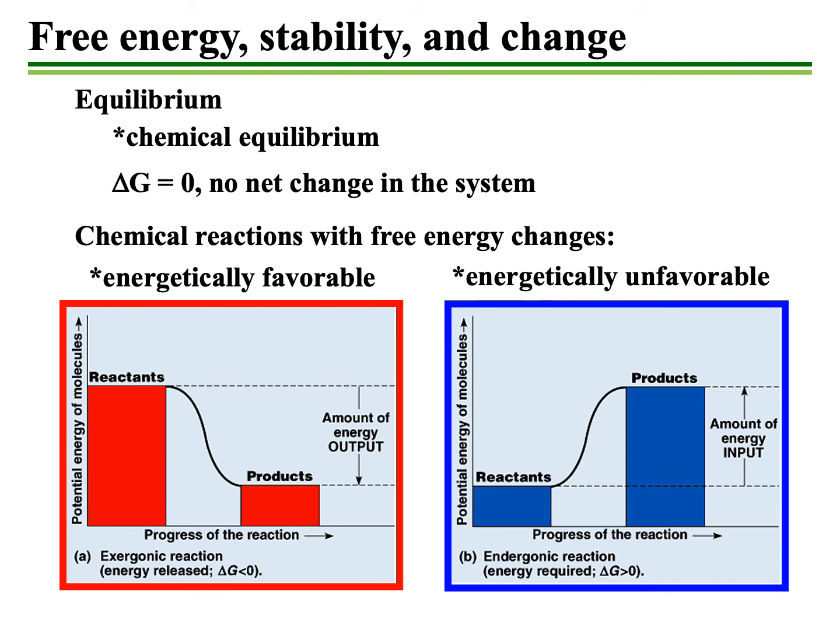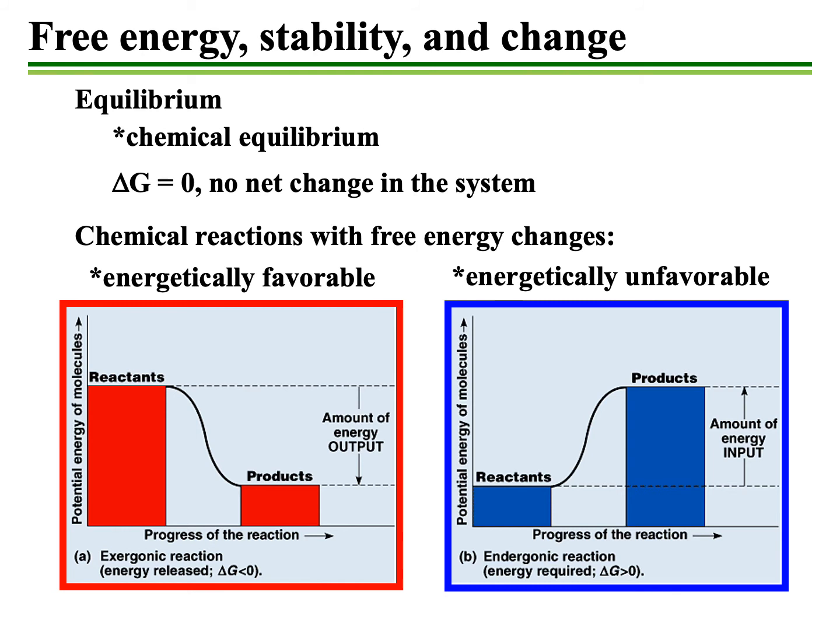Chemical equilibrium would be defined where delta G is equal to 0, meaning there is no net change in the system. However, when we're talking about chemical reactions, we are oftentimes interested in chemical reactions with changes in free energy, and those fall into two different categories. The category on the left is referred to as an energetically favorable reaction, and the one on the right is referred to as an energetically unfavorable reaction.